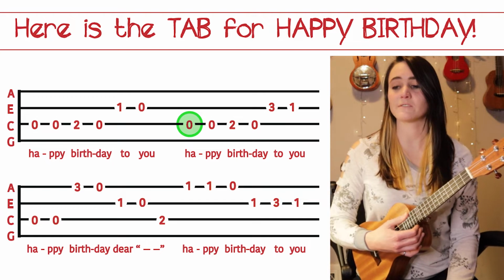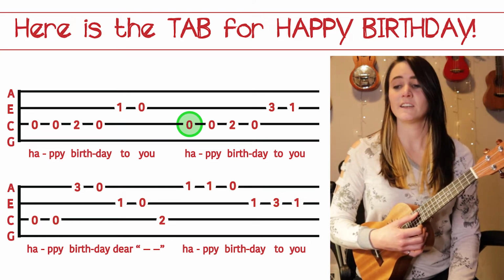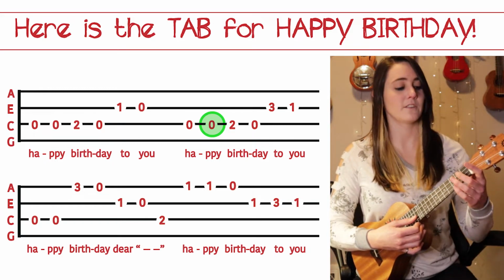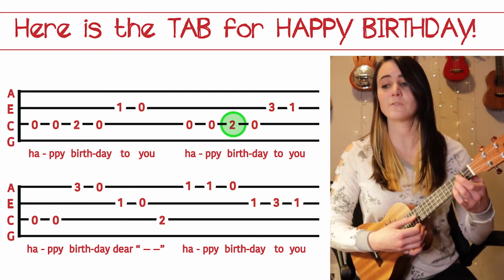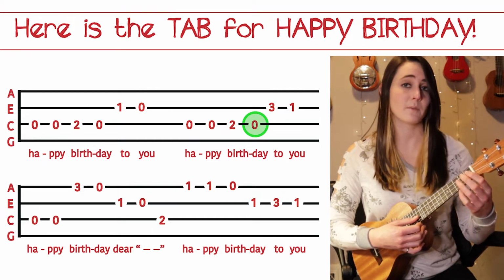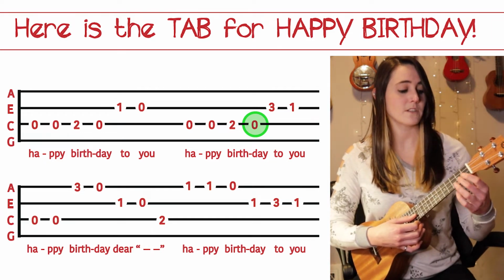It's almost the same as what we just did. We'll repeat it on the C string. 0, 0. Now another second fret. 2, 0. This time we go third fret of the E string. Remember to use your third finger. 1, 2, 3.